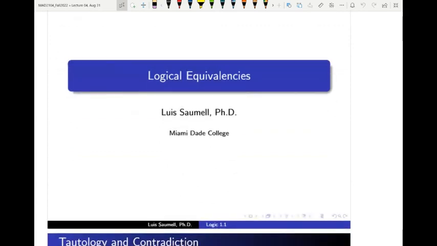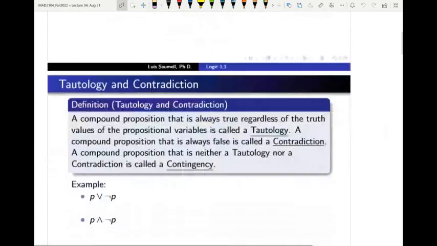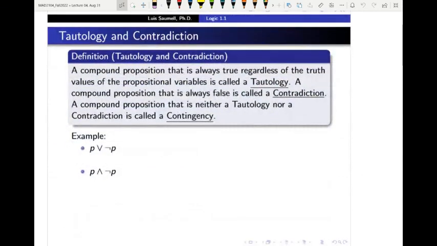Basically, two propositions are logically equivalent, and that's the notion of equality in this context, if they have the same truth table. That's what the definition is. So before we get there, let's get some words out of the way. There are two special truth tables that we're interested in.